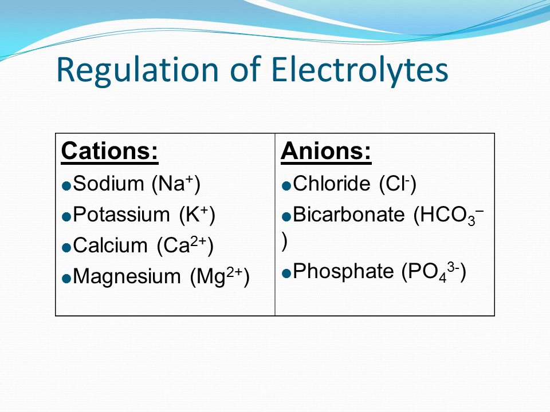Regulating electrolytes. Well, we have the two different types. We have cations and anions. Sodium is the most abundant cation in extracellular fluid, about 90%. It's needed to maintain and or regulate water balance, nerve impulse transmission, acid-base balance, and cellular chemical reactions. The concentration is normally 135 to 145 milliequivalents per liter.